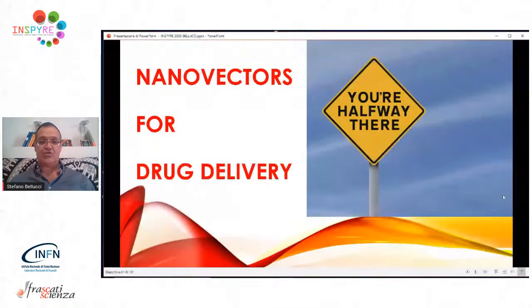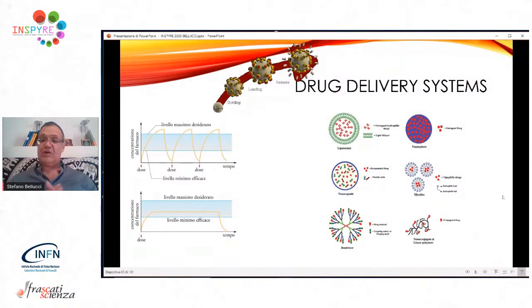Thank you very much. Now we are going to tackle the issue of nanovectors for drug delivery. Let me first introduce the therapy based on the controlled and targeted delivery of drugs. Basically, I want to illustrate why this is interesting. We have problems with all drugs nowadays, because we need to achieve a desired range of concentration of the drug in the body in order to obtain the desired effect.